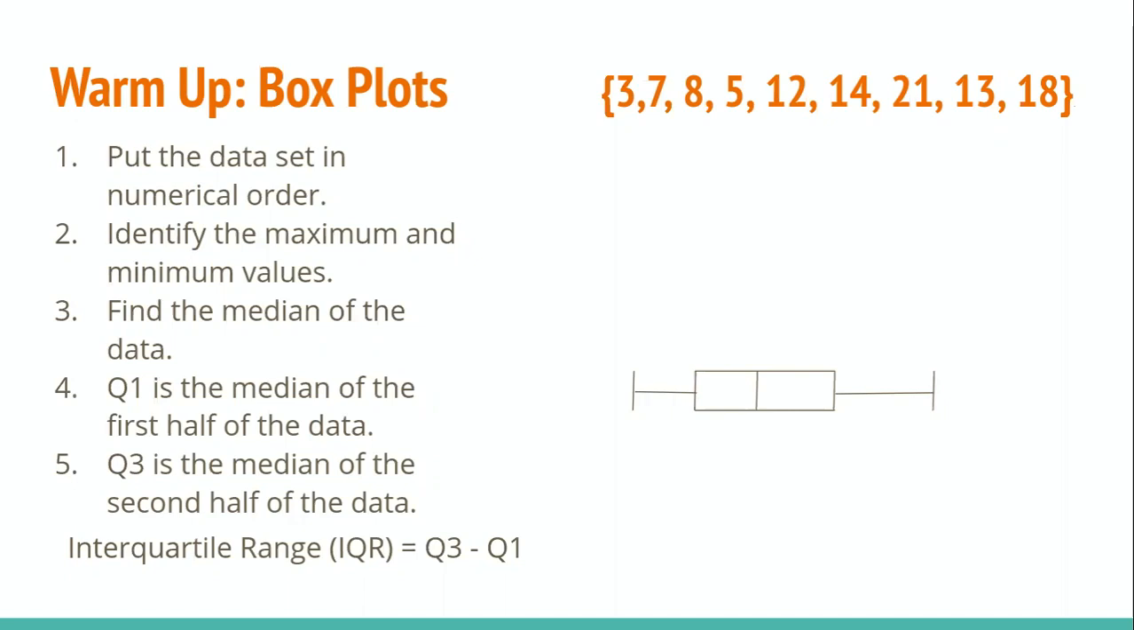Step 4, Q1 is the median of the first half of the data. So the median of the entire data set breaks the data into 2 parts. So now you are finding the middle of the first half in number 4. And then in number 5, you are finding the middle of the back half. So now, whole lot of words. Let's see what it looks like.